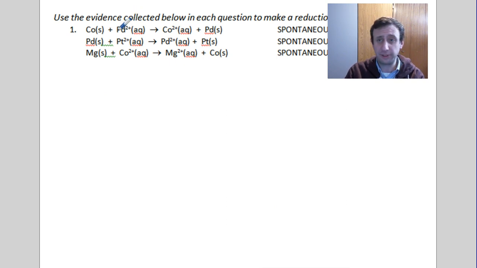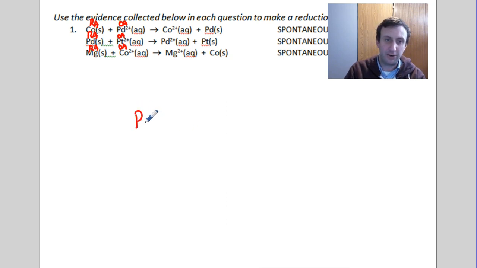A little bit less explanation from me for these because we've already gone through a few. First of all, we'll go back to red. Pd2 positive is an OA, because it's becoming more negative, reduced. Cobalt is an RA. Pt2 positive is an OA. Pd would be an RA. And then cobalt here is an OA, and magnesium is an RA. So all of these are spontaneous.